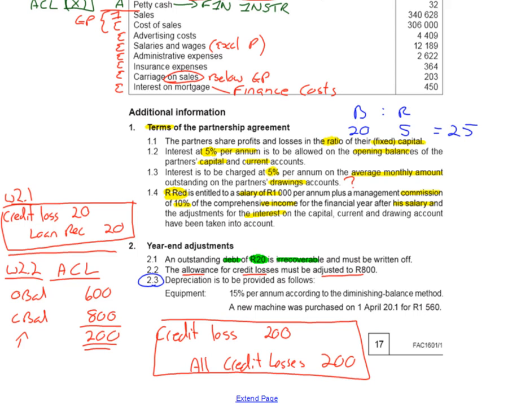2.3, depreciation is to be provided for as follows. We deal with equipment, 15% per annum according to the diminishing balance. So I'm going to need the opening carrying amount less depreciation for the current year. Okay, but the opening balance, total carrying amount times 15% will give me that depreciation. But they've been a bit tricky here. They said a new machine was purchased on the 1st of April 20.1 for 1,560. So we're going to split up the depreciation on the old machines versus depreciation on the new machines. Let's go and do that on a new page.